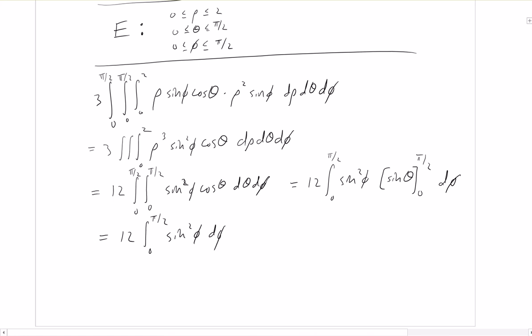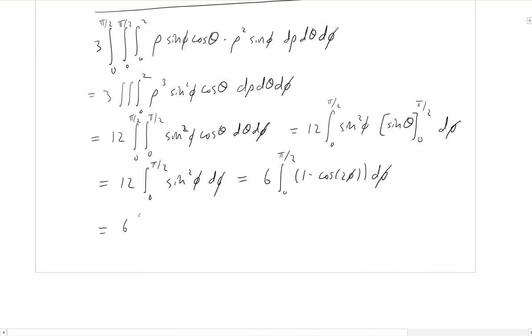So lastly, we're integrating sine squared of phi, and we use the usual trick. Sine squared is equal to 1/2 times 1 minus cosine of 2 phi. Integral of 1 will give pi over 2, and the integral of cosine 2 phi is 1/2 sine of 2 phi from 0 to pi over 2. So let's factor out the 1/2. But if you think about it, if we plug in pi over 2, 2 times pi over 2 is pi, sine of pi is 0, sine of 0 is 0, so this whole thing is just 0. And our final answer is then 3 pi.